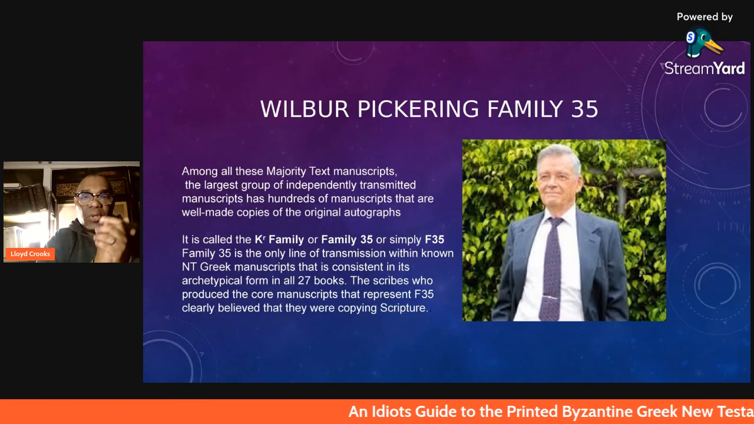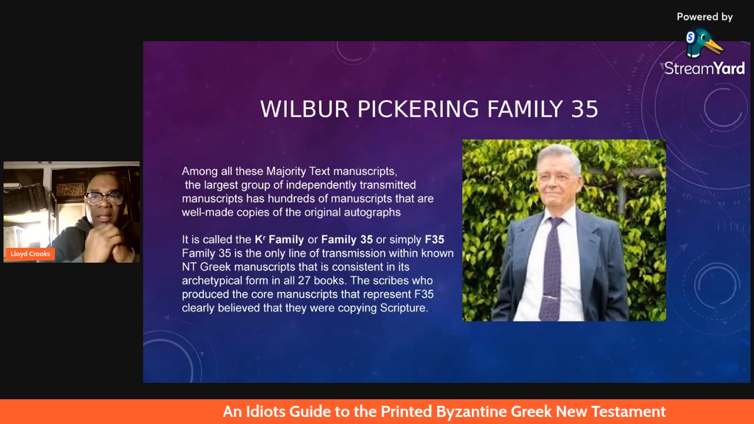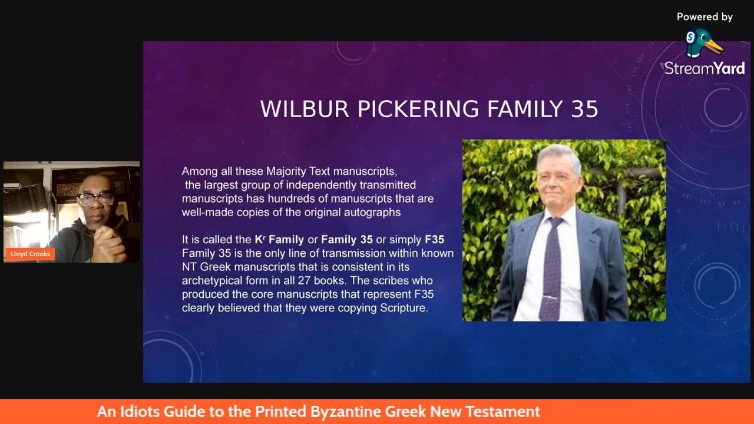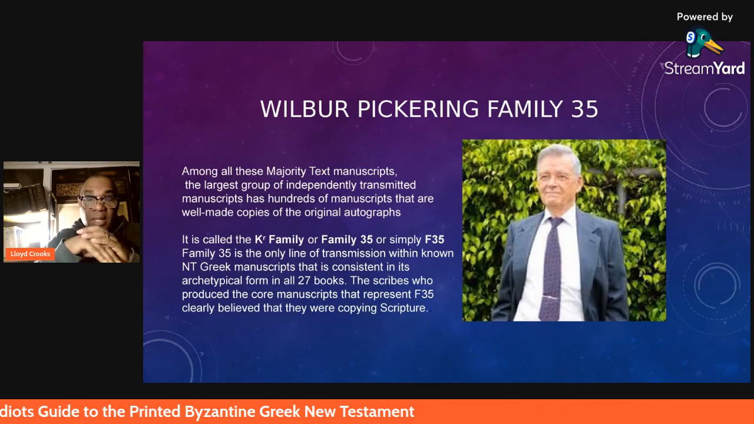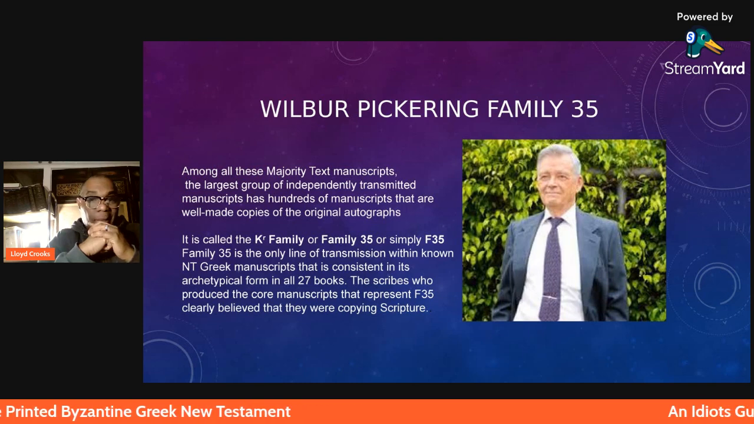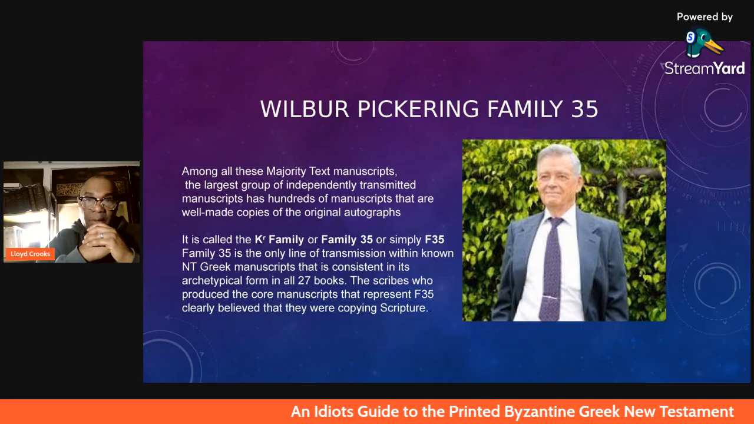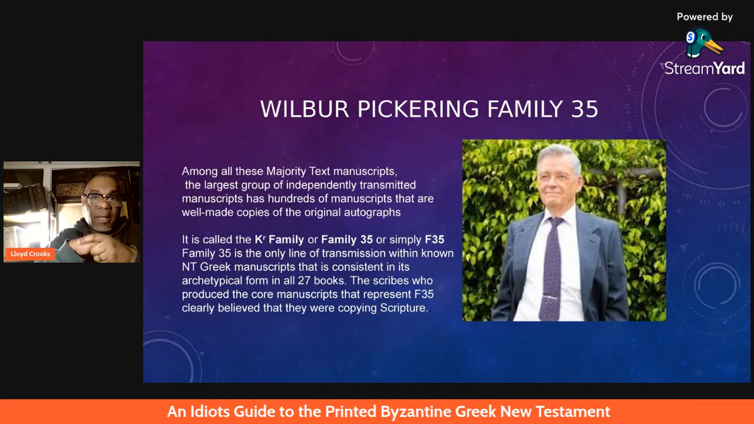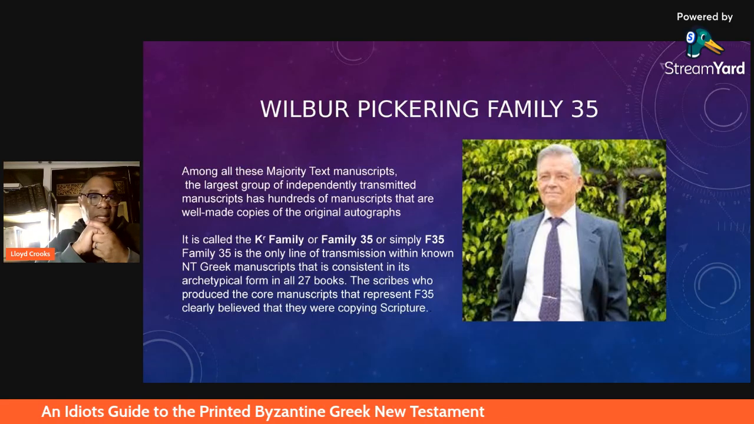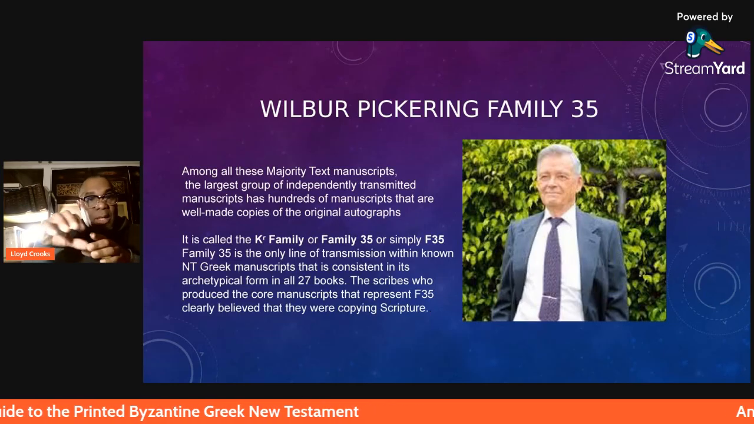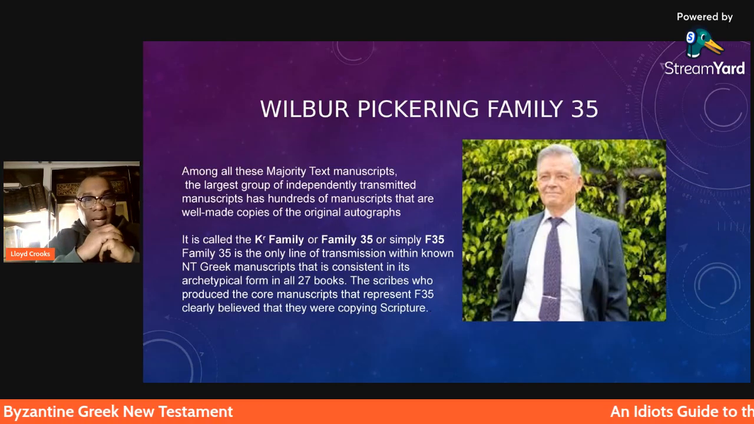Among all these majority text manuscripts, the largest group of independent transmission has hundreds of manuscripts that are well-made copies of the original. This is from the Claremont Profile Method. It's called the KR family or family 35, or simply F35. Now, the one it represents is called minuscule 35, so that's why it's called family 35.